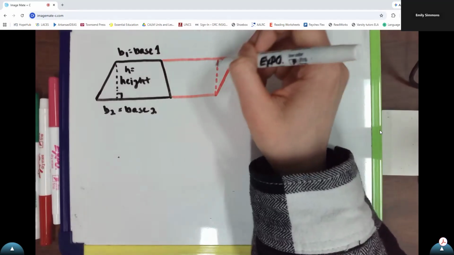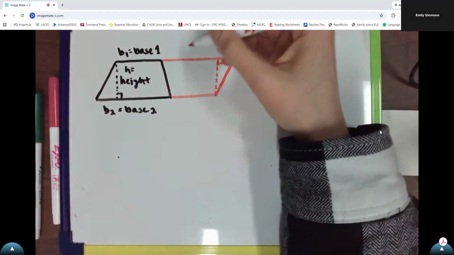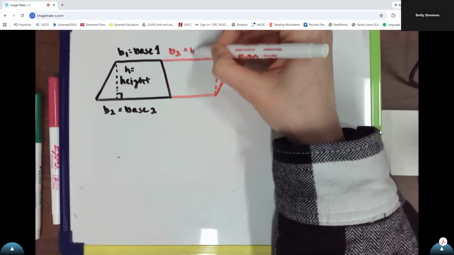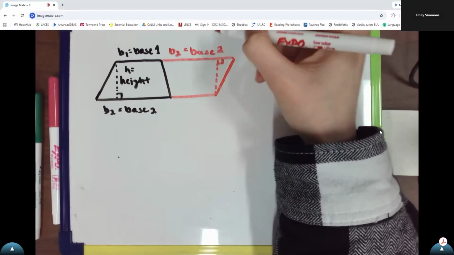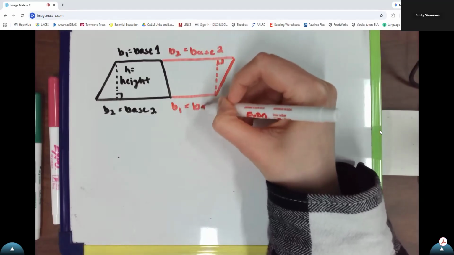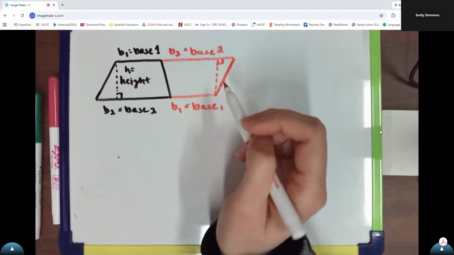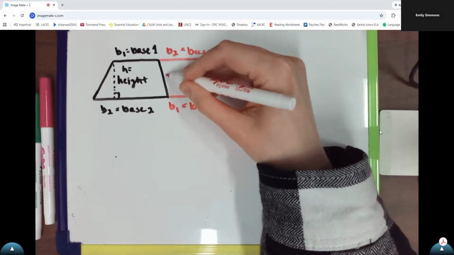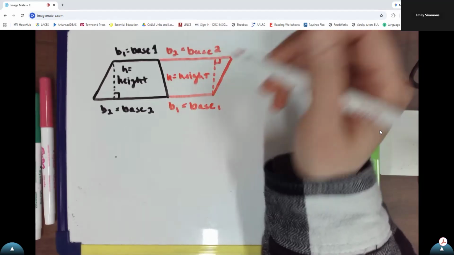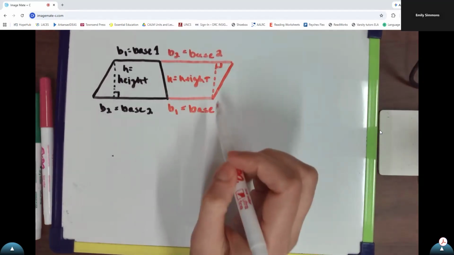And then they went ahead and labeled this one as well. Since it's upside down, the top of it is the B2, or base 2, and the bottom of it is the B1, or base 1, because it's the same trapezoid as this one, except it's flipped. Then we still have our height. So here we have our two trapezoids that make one big parallelogram.